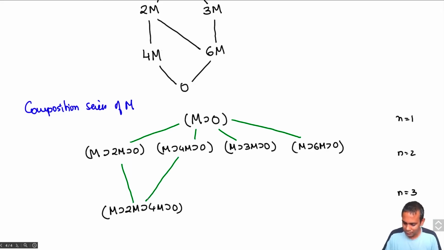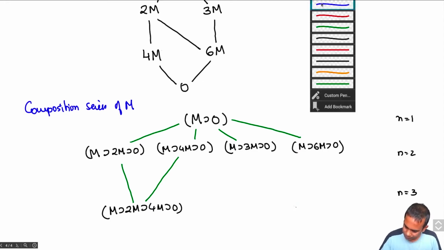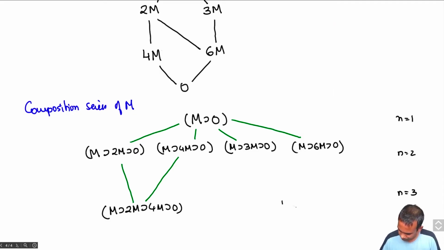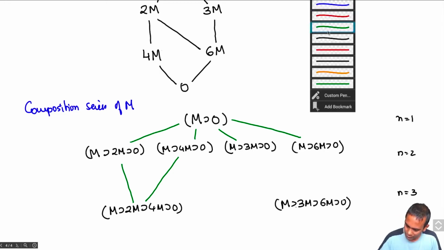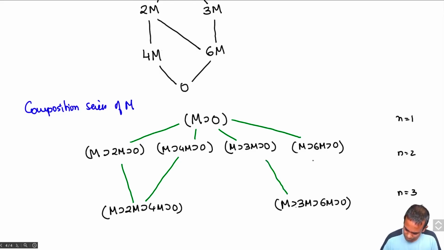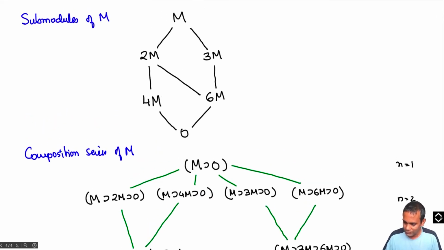We can refine it by adding M contains 3M contains 6M contains 0. And this is going to be a refinement of these 2 composition series. But there's one more composition series where you take this diagram and go across from the left to the right.